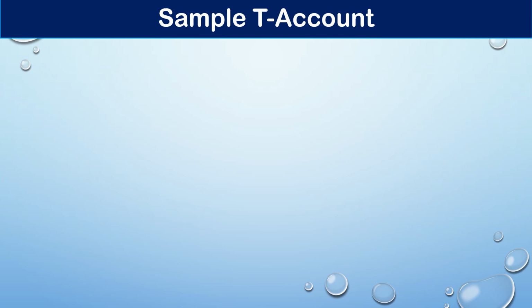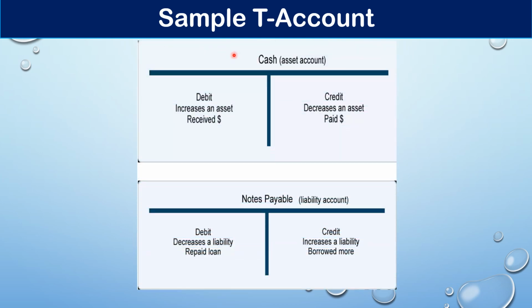Okay, so let's focus now on the T account. Again, the T account is a simplified form of a general ledger. Why is it called a T account? Because it resembles the letter T. This is an example of the T account. Can you identify the letter T here? There are many letter T's. That is why it is called a T account.